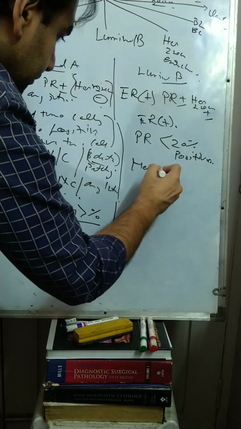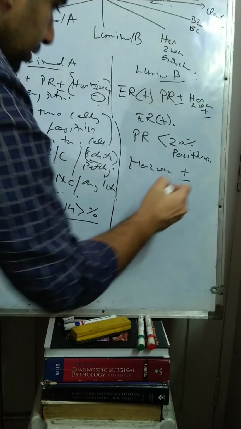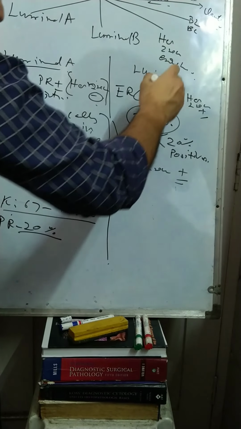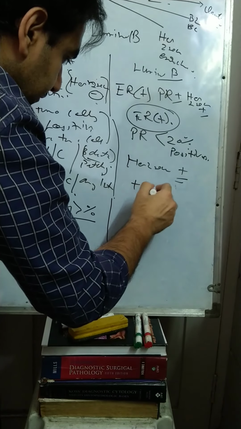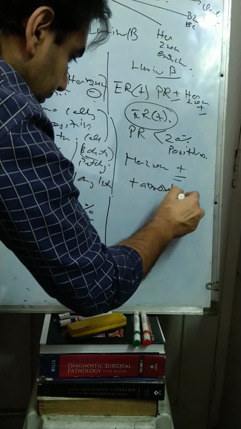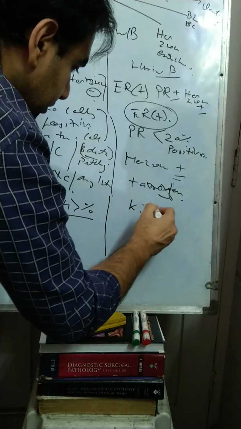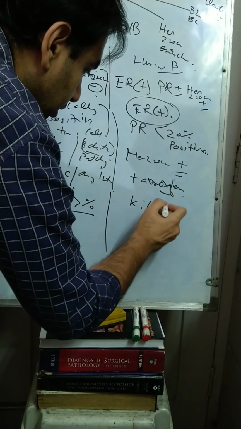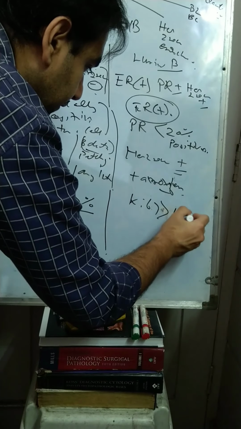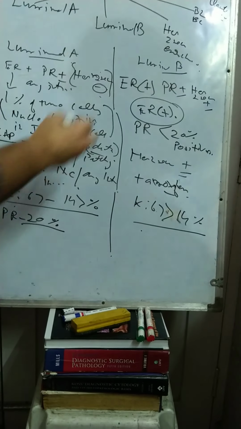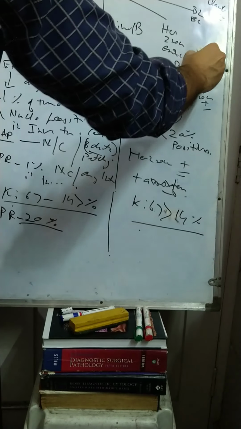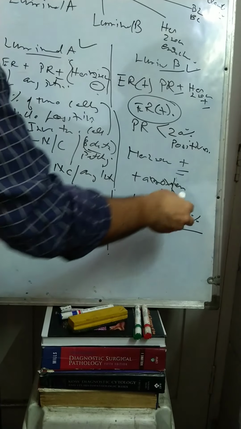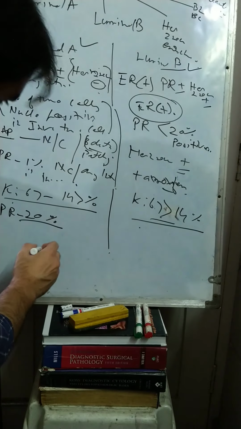HER2 neu can be positive or negative, but even if it is positive or negative, ER will take precedence and the patient will receive tamoxifen. And the Ki-67 index is always more than 14%. So prognostic-wise, luminal A is better than luminal B, and because of the Ki-67 index, luminal B has a bad prognosis. Now coming to morphological subtypes.